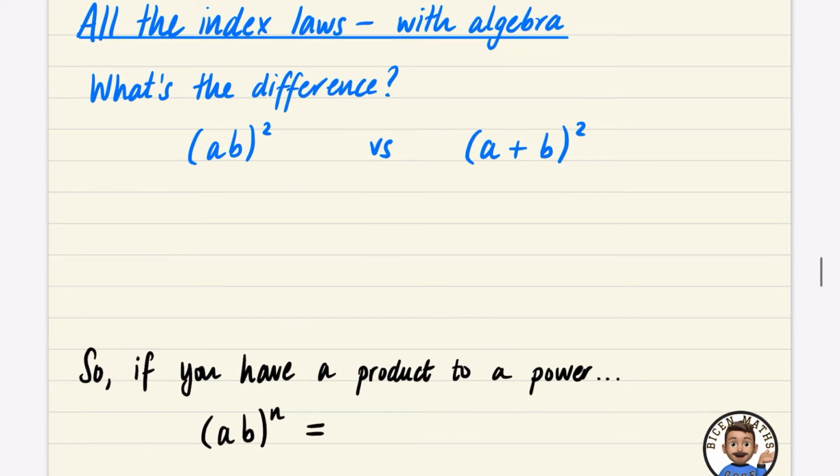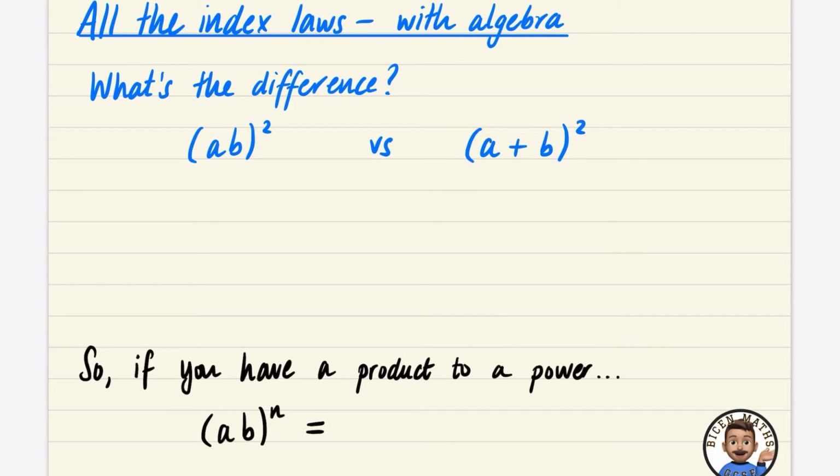Okay, so we're going to be revisiting these index laws with algebra. I've done some of these in the previous index laws playlist, but I'm just going to be bringing in some of the stuff with brackets really, and some of the fractional powers that we've looked at. So I want to think, what's the difference between these things that we've got written here?